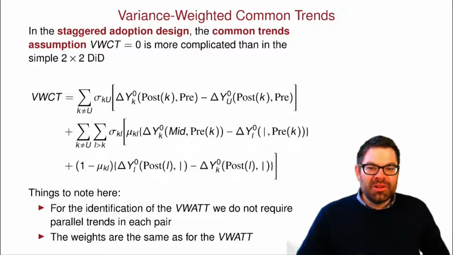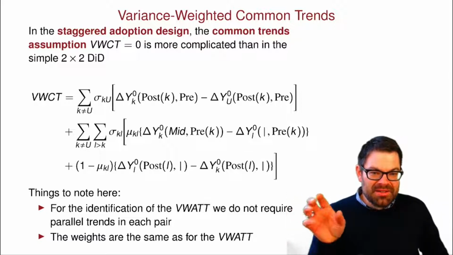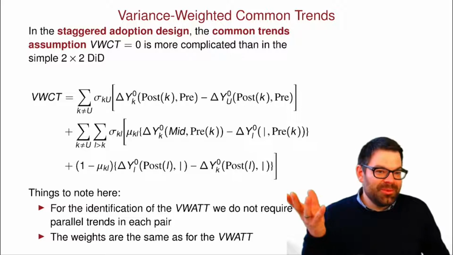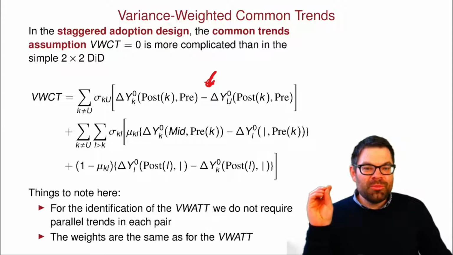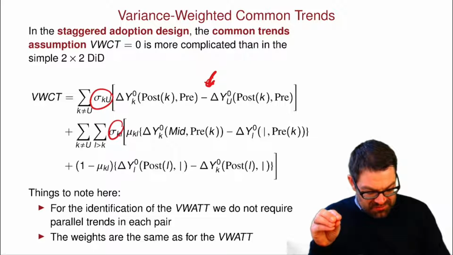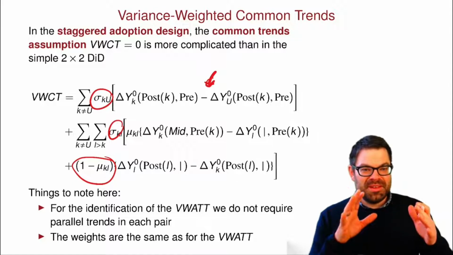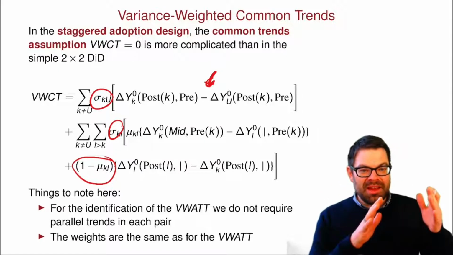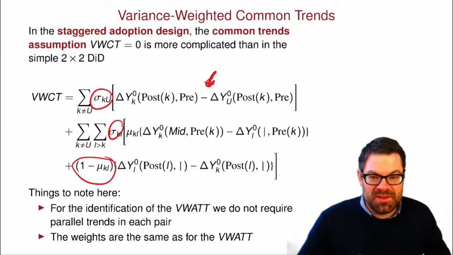Then we can also look at the common trends assumption, and here's something interesting. Note here that the variance-weighted common trends is what it says. It takes the common trends, the parallel trends, from each 2x2 pair and weights them based on those variances and also those weights that depend on the difference in time periods, how many time periods are the late versus the early adopters treated.